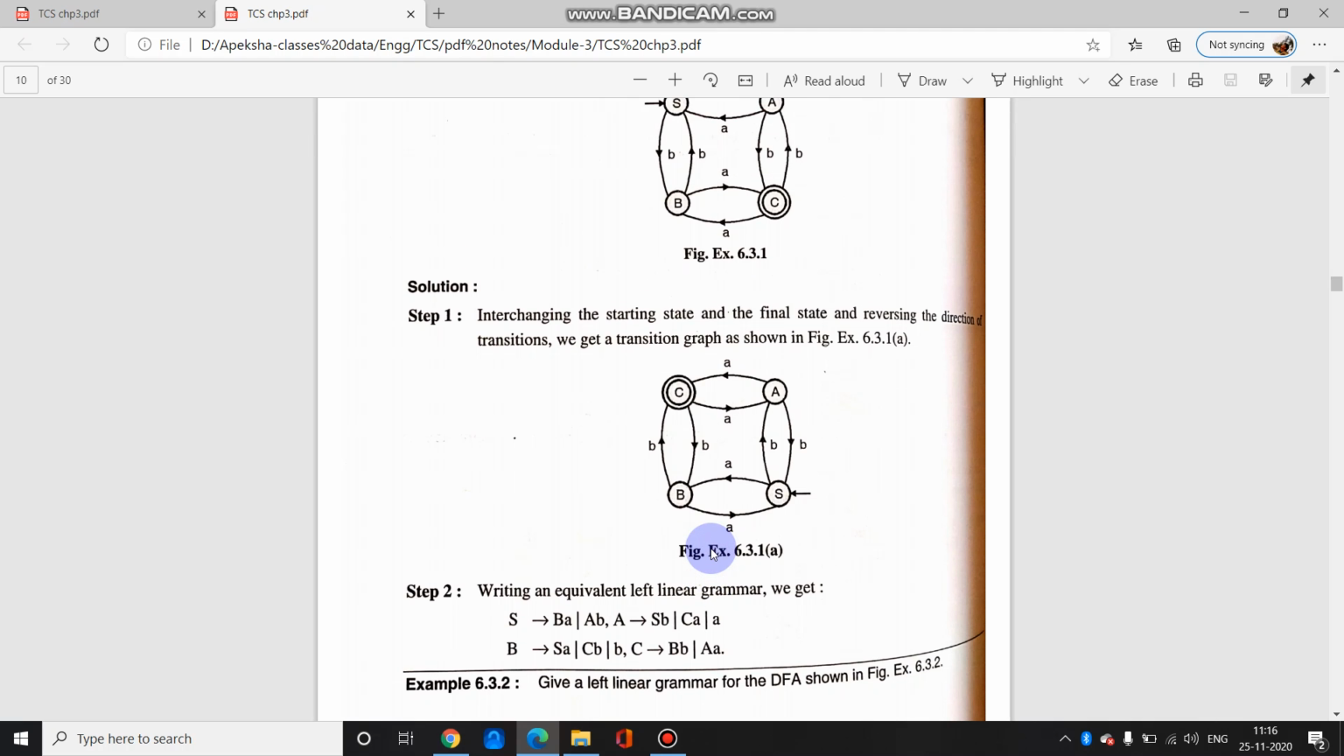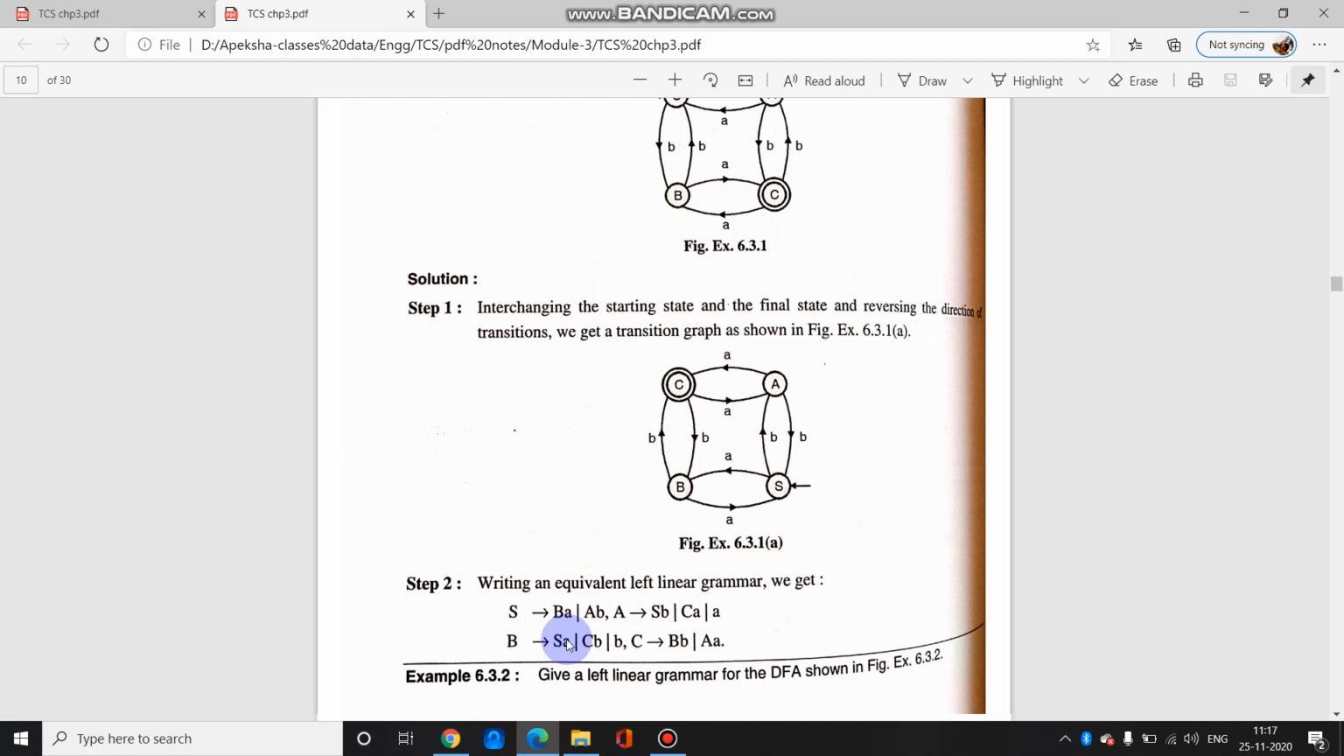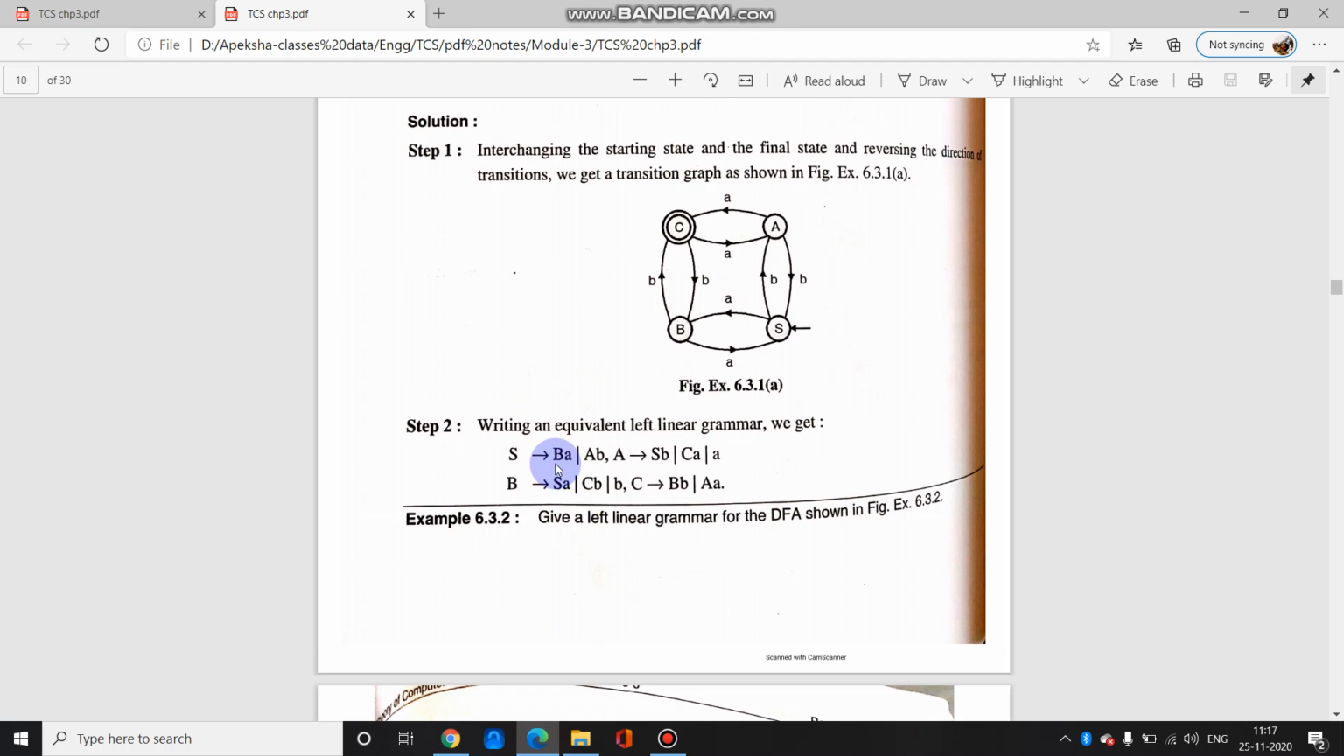There are three simple steps. First, swap the positions of the starting state and the final state. Second, reverse the direction, and then after that, write the resulting form with the help of a left linear grammar. That is, make sure that your non-terminal symbol appears on the left hand side.